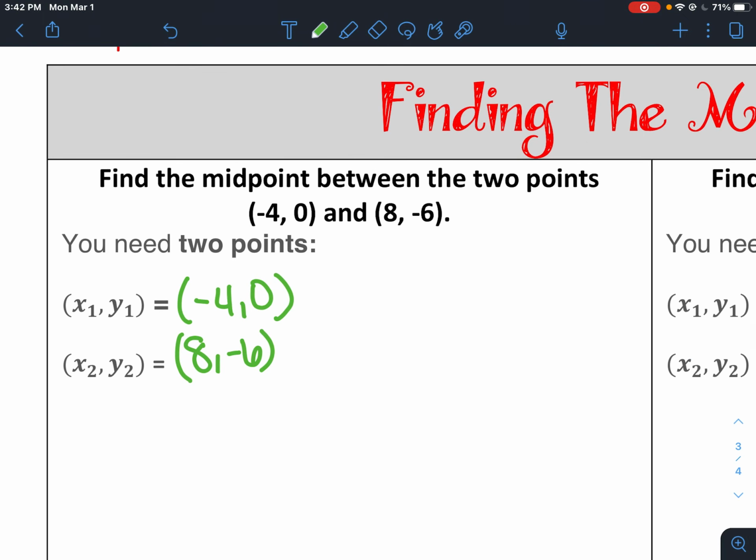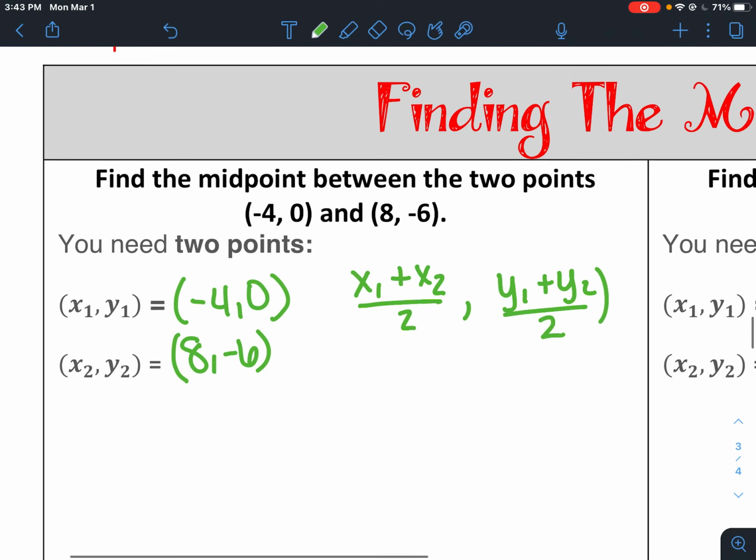Okay, from here, we can calculate the midpoint. So we have x1 plus x2 divided by 2, and y1 plus y2 divided by 2. Order does matter. If you have x1 first, you have to have y1 first here as well. Otherwise, you won't get the midpoint correct. But you could always flip it and have x2 plus x1 divided by 2 and y2 plus y1 divided by 2, so long as the x1, y1 kind of stay together.